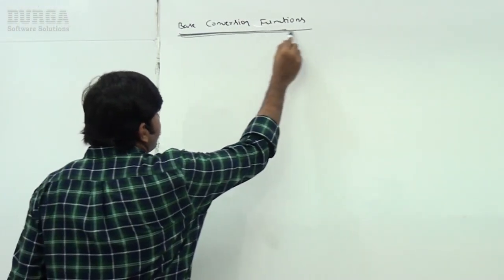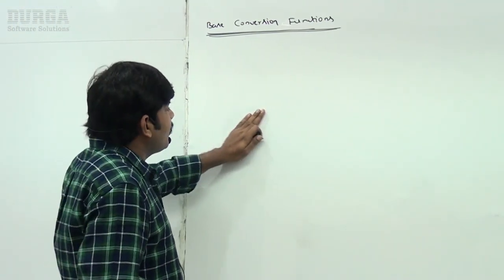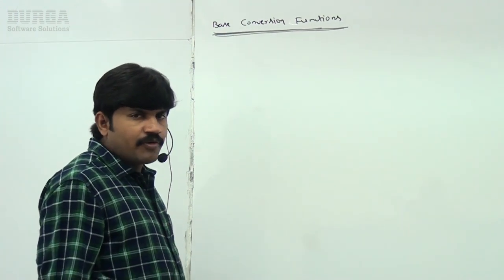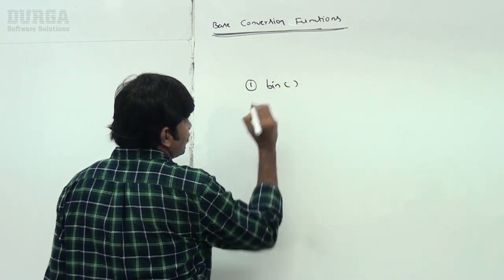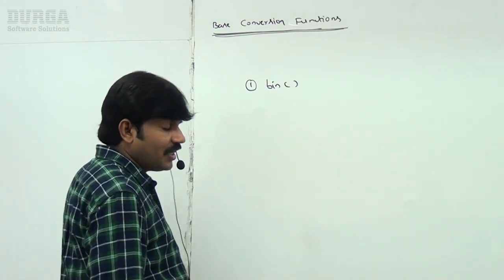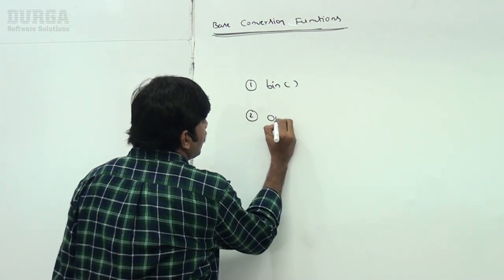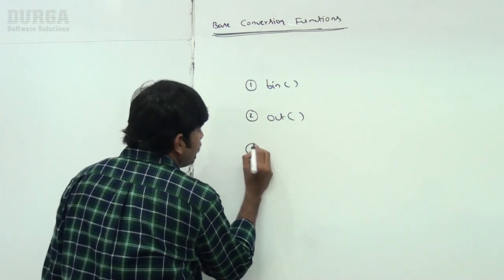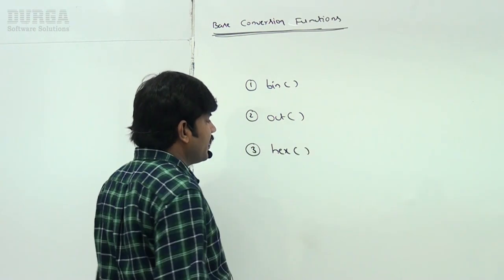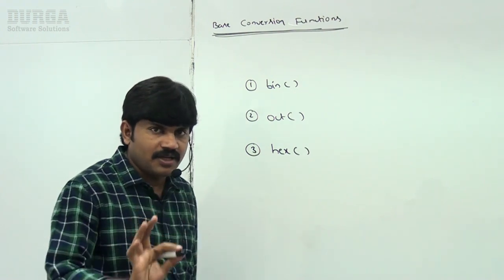For these base conversions, Python provides three inbuilt functions. We need to discuss these base conversion functions. So what is our topic name? Base conversion functions. Python provides three inbuilt functions for these base conversions. The first function is the bin function, the binary function. The second one is the oct function, not octal, oct. The third function is the hex function, to convert into a hexadecimal number.